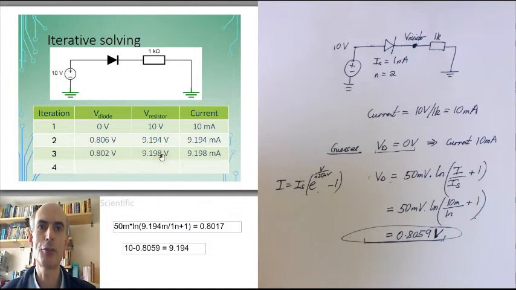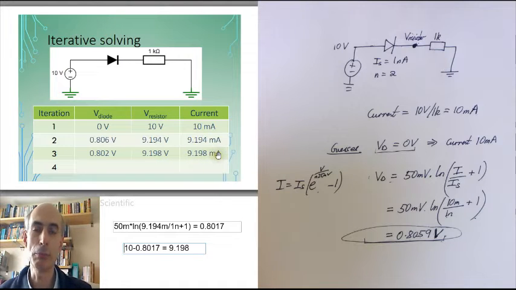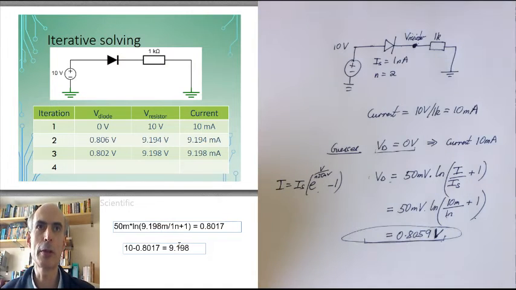And that leads me to this. Guessing that the voltage across the diode is 0.8017 results in a voltage across the resistor of 9.198, and therefore a current through the resistor of 9.198 milliamps. And that current must be the current flowing through the diode as well. So let's put that into the Shockley equation and see what the Shockley equation would predict for the voltage across the diode with that current flowing through it.